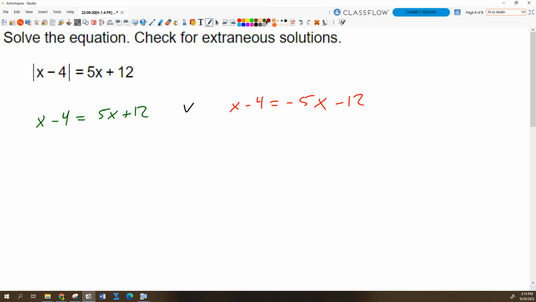Okay, let's quickly look at these. So I'm pushing x's right or left? Right. How many do I get? 6. Okay, 4. So the numbers go to the other side. What do I end up with? What number on the other side? That's 8. That's negative 16. Okay, I got lots of answers to that one. So what's my solution?